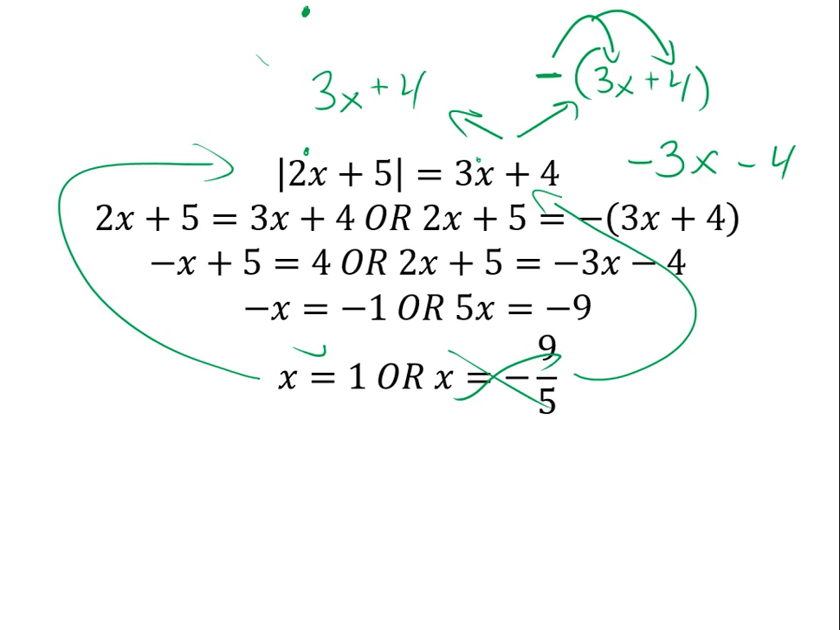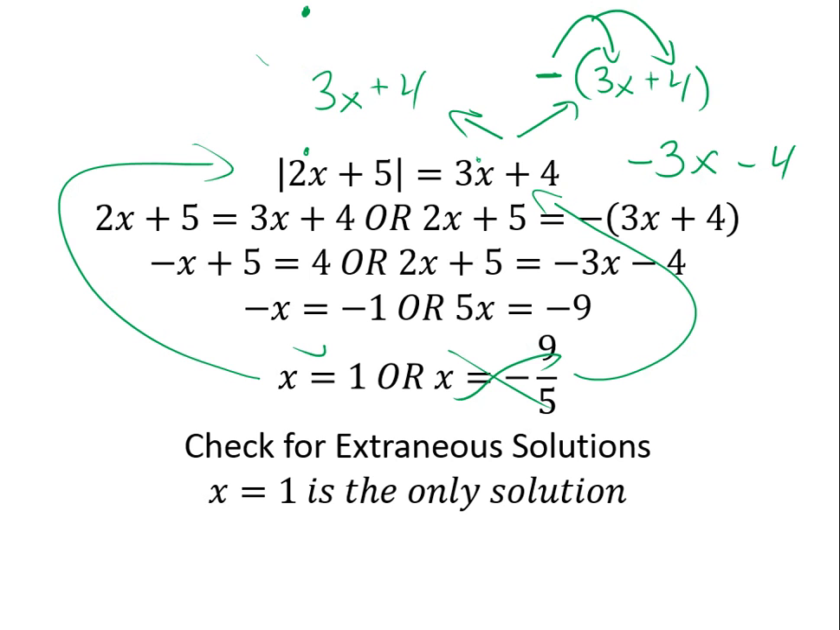Now, if you're having trouble understanding what that is exactly, if you actually plug both these numbers into it, this negative 9/5 into both sides, you'll see it will not come out. One's going to be positive, one's going to be negative, but they're going to be the same number. Okay. So as you see, 1 is the only one that works.